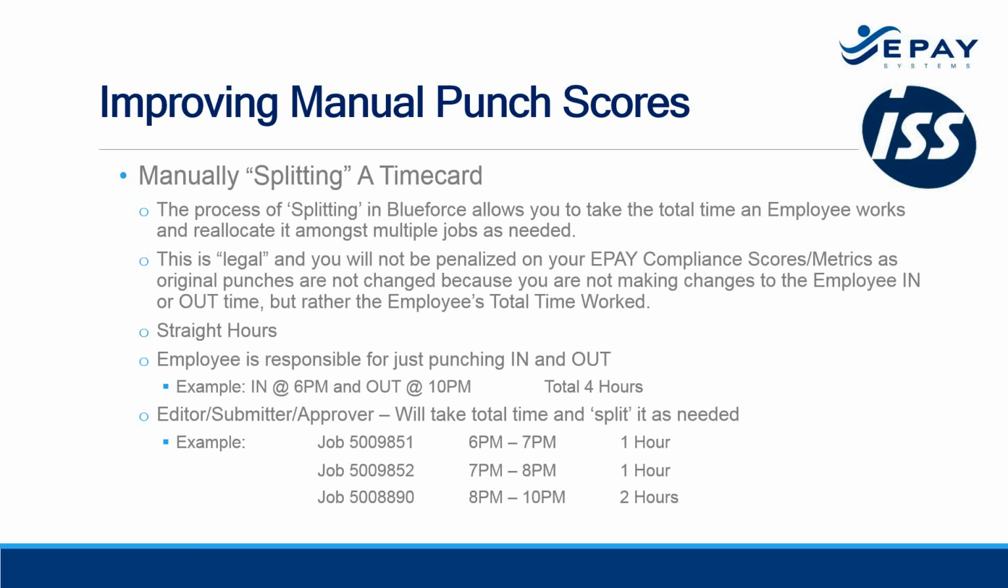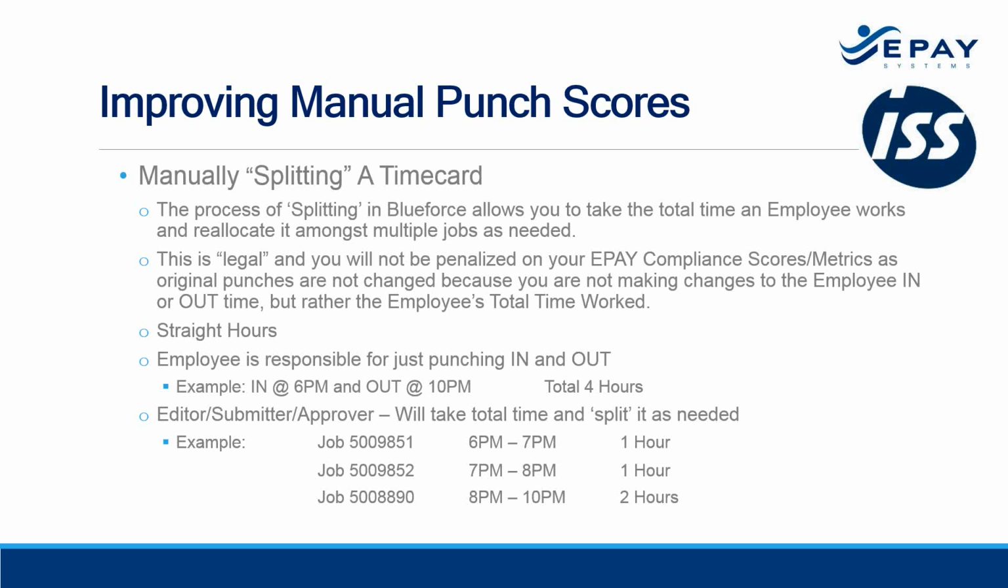Now, the manual splits are done off the time card view, and I'll show you some screenshots momentarily. Once again, this is legal, quote unquote, and you will not be penalized on compliance scores or metrics, as the original punches are not changed. You are not making changes to the in or out punch, but rather the total time worked. So this involves straight hours. You will be able to move around the hours as you need. So maybe you put 2 hours to one job, 30 minutes to another job, 4 hours to another job, etc.